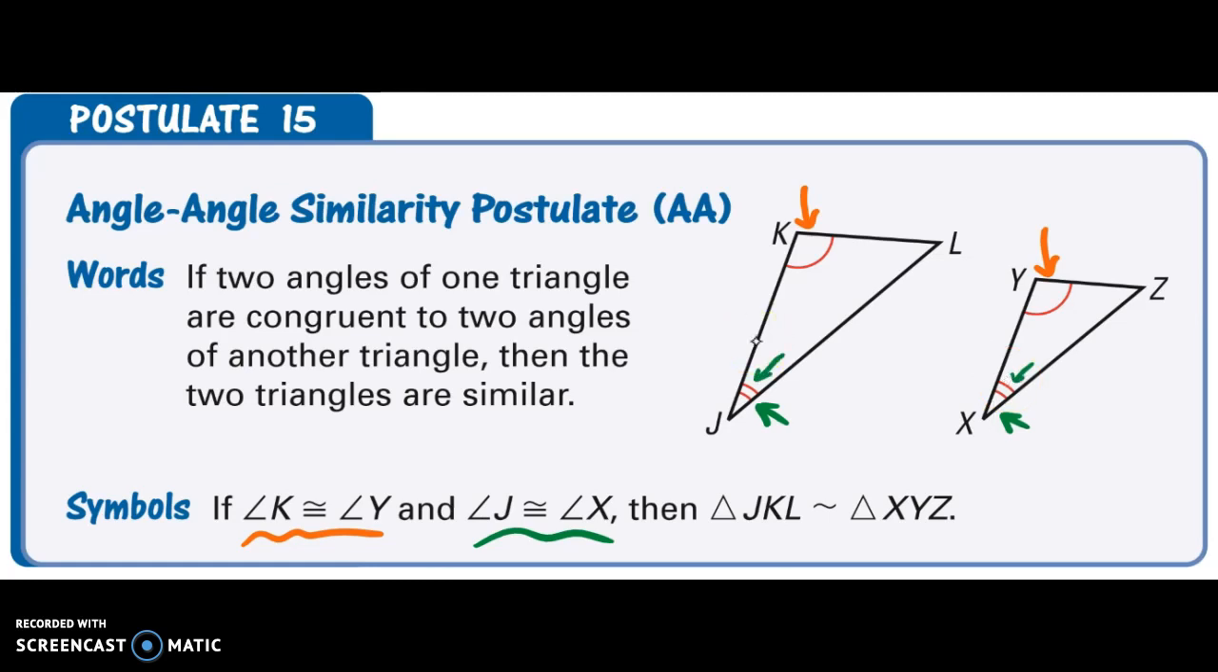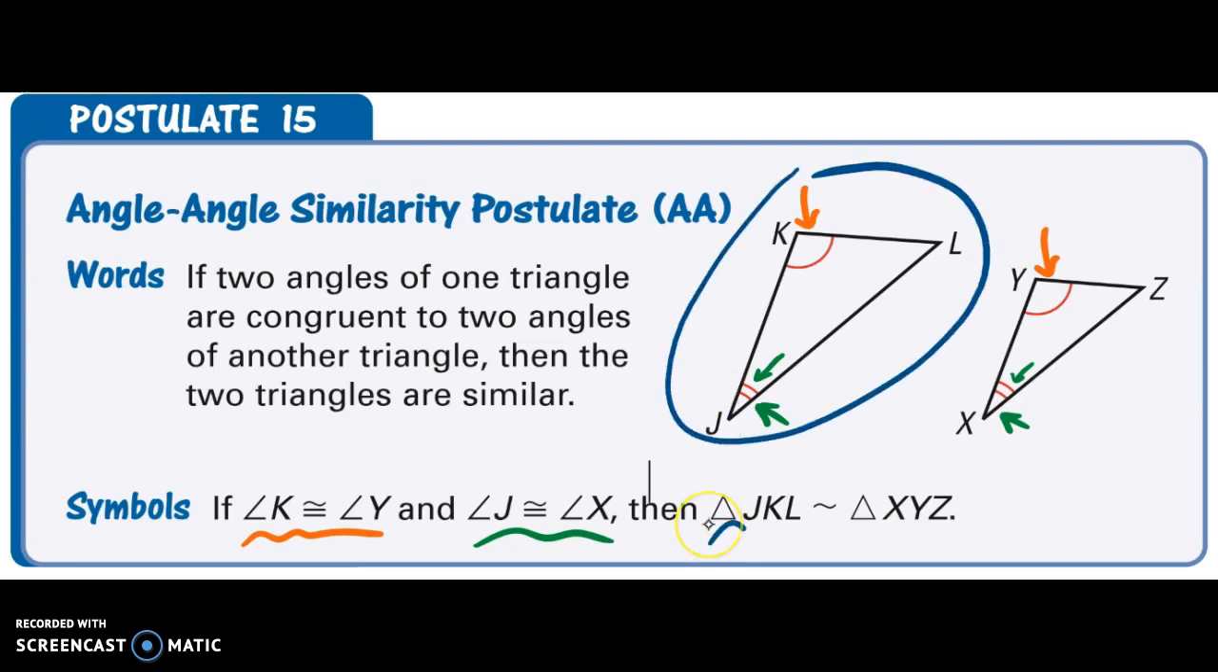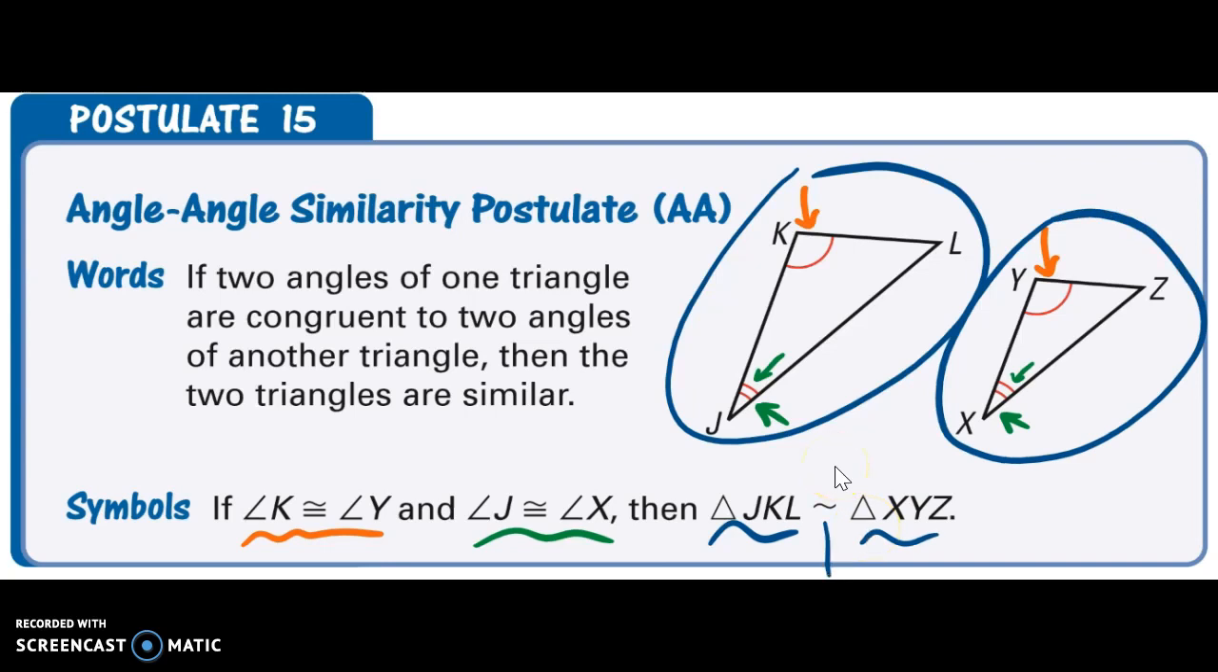So if you have two angles, angle-angle, that are congruent, then we can conclude that triangle JKL, this triangle here, is similar to triangle XYZ, which is this triangle right here. And that's that statement. Keep in mind that that's the symbol for similar.